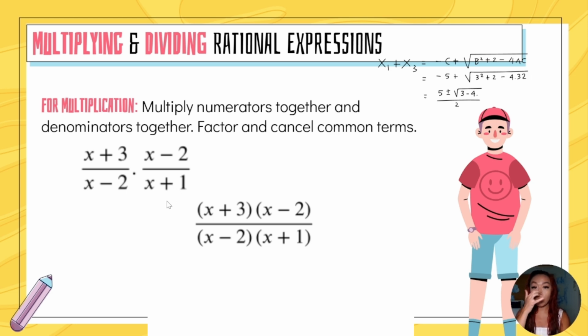So multiplying the numerators and the denominators, we get (x + 3)(x - 2) over (x - 2)(x + 1). So now x - 2 and x - 2 are going to cancel out, and we're left with (x + 3) over (x + 1), right? Simple.